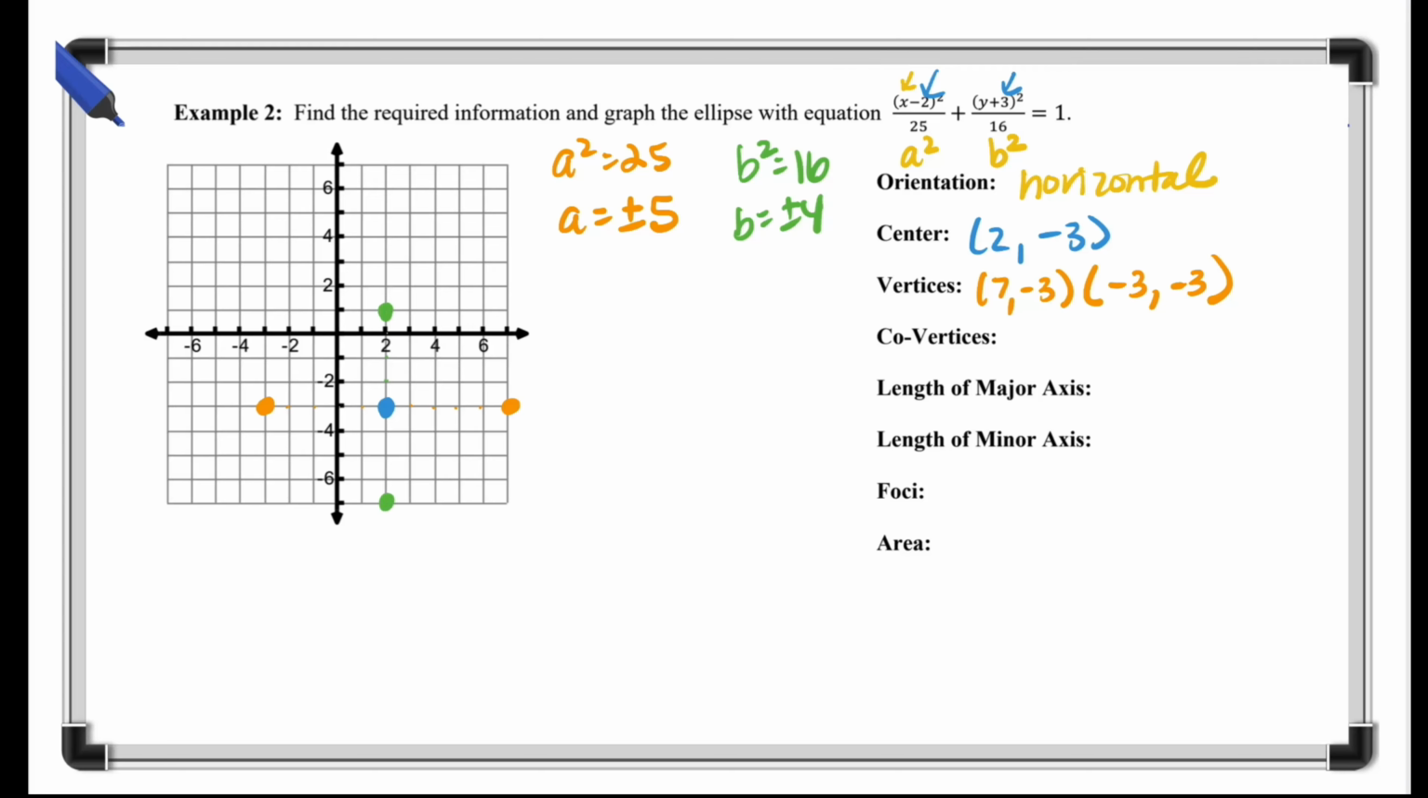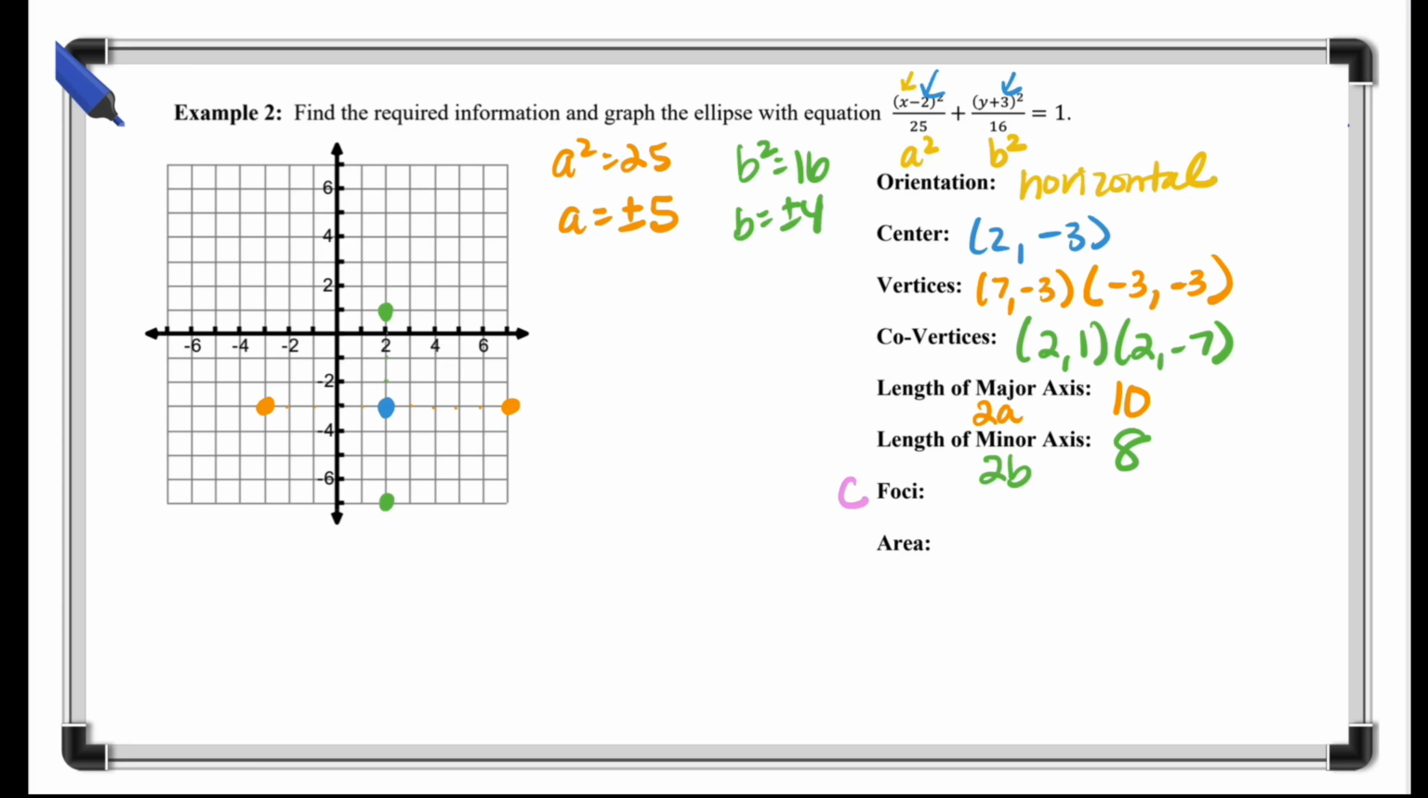And so you've got two vertices there, (2, 1) and (2, -7). So the length of my major axis is, again, 2 times a, or 10. And the length of my minor axis is 2 times b, which is 8.